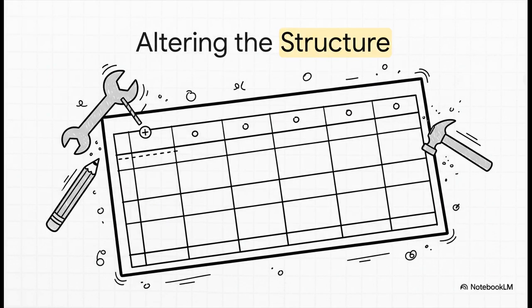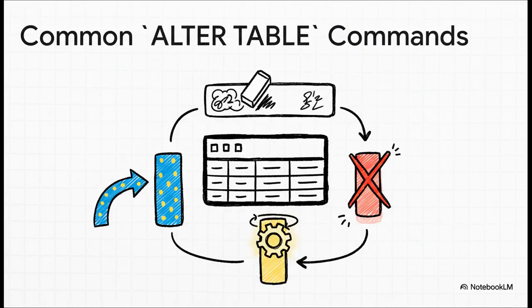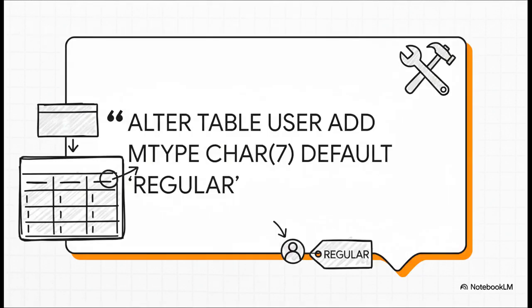All right, section 4. What happens if you need to change a table after it's already been made? Well, that's where alter table comes in. It lets you change the structure without losing data. For instance, this command right here adds a new M-type field to the user table.